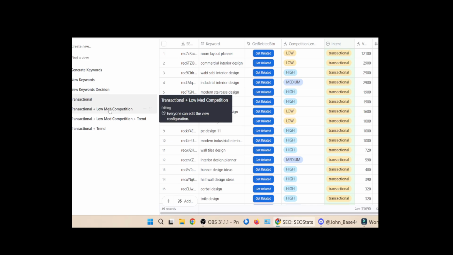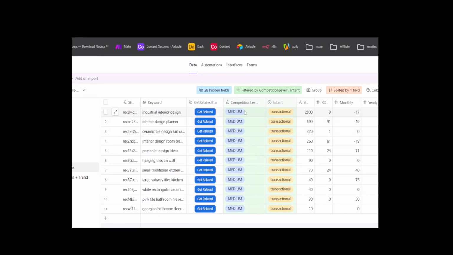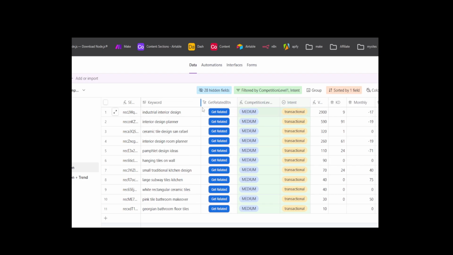Well, the next thing we can do is look for transactional keywords that have lower competition. I don't actually have any that have low competition, so I filtered by low and medium competition. And now I have industrial interior design planner, which I think is transactional. Ceramic tile design San Rafael is transactional, but perhaps not appropriate for my blog.